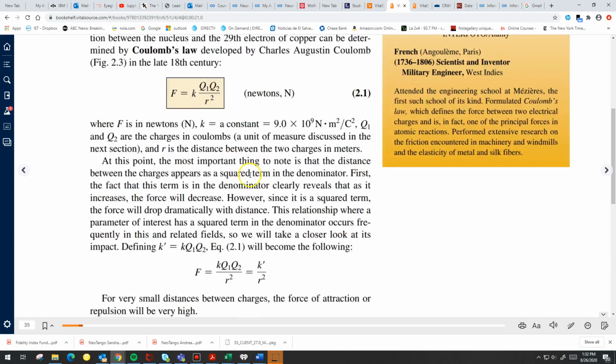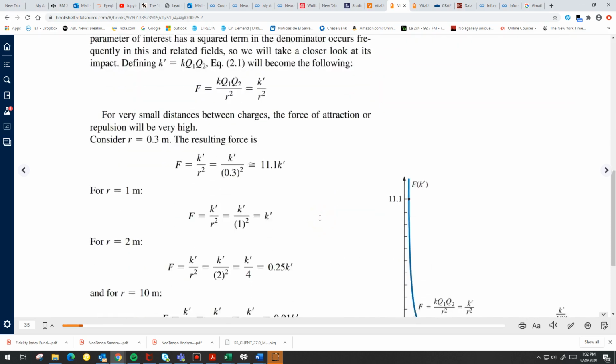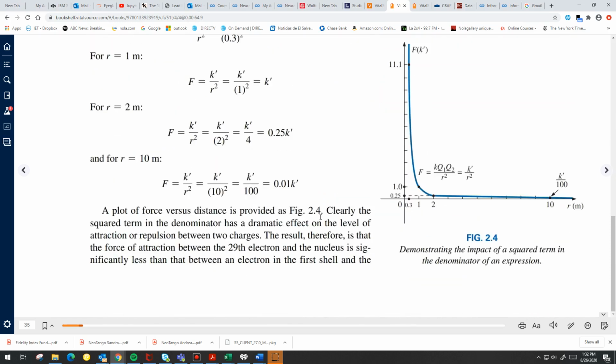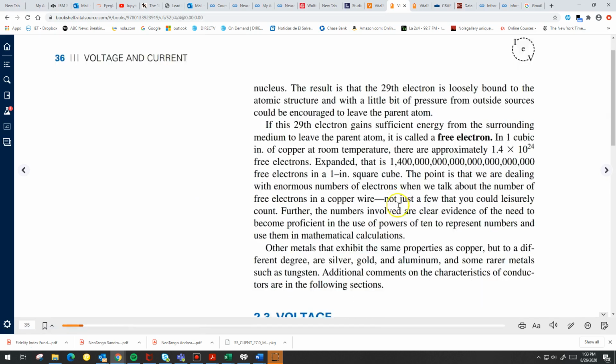So in this case, Q and Q1 and Q2 are given in units of what? The units of charge, and the units of charge are coulombs. Capital C is used to represent coulombs. And 1 coulomb is really a representation of a large number of electrons. And that number is given later here.